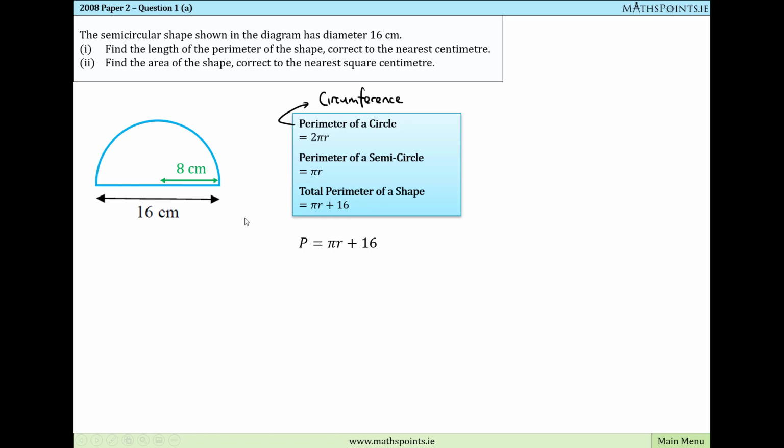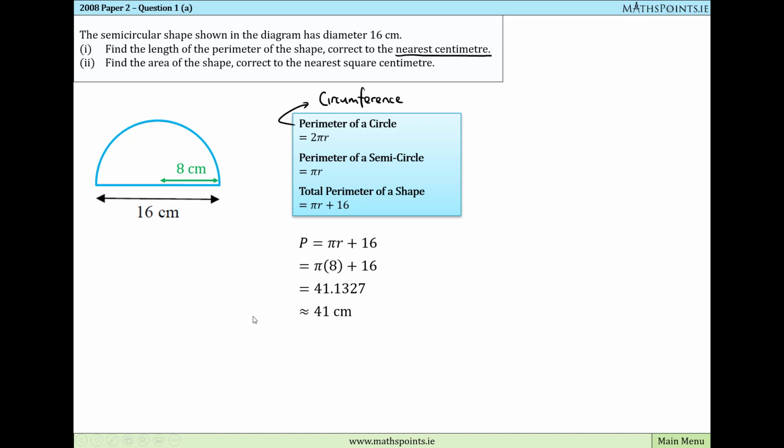The radius of this shape is 8, so we're going to sub that in for r, and we get 8 pi plus 16. And then if we throw this into our calculator, we get a decimal answer of 41.1327. Now the question says to give your answer correct to the nearest centimeter, and so when we're given instructions like this, we have to make sure that we follow them. And so the nearest centimeter to 41.1327 is 41. So the perimeter of this shape is 41 centimeters.